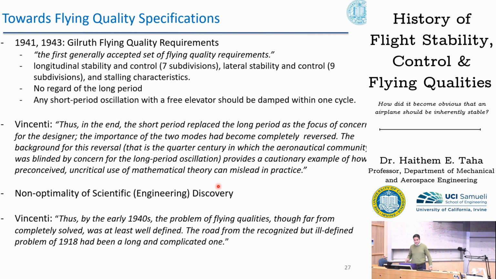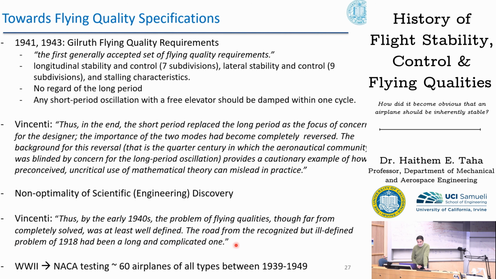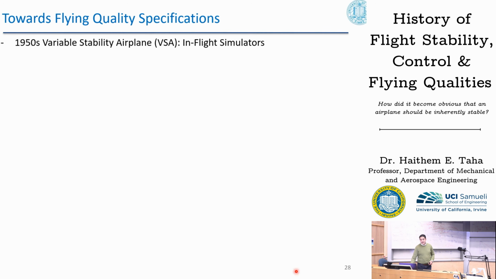Vincenti concluded, thus, by the early 1940s, the problem of flying qualities, though far from completely solved, was at least well defined. The road from the recognized but ill-defined problem of 1918 had been a long and complicated one. World War I or World War II pressures NASA to do more flight testing. They expanded to 60 airplanes of all types in this decade. And to do more systematic flight testing, a revolutionary concept came to help: the variable stability airplane, or in-flight simulators.